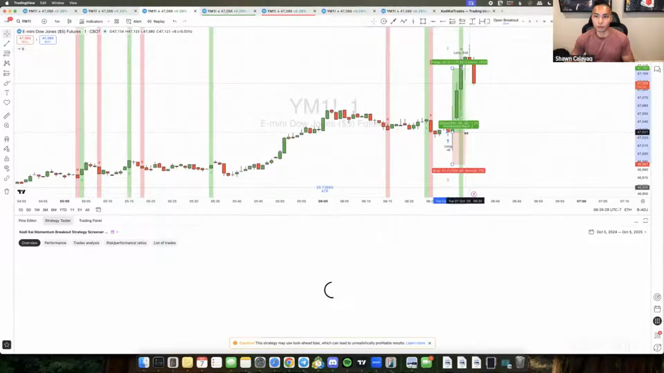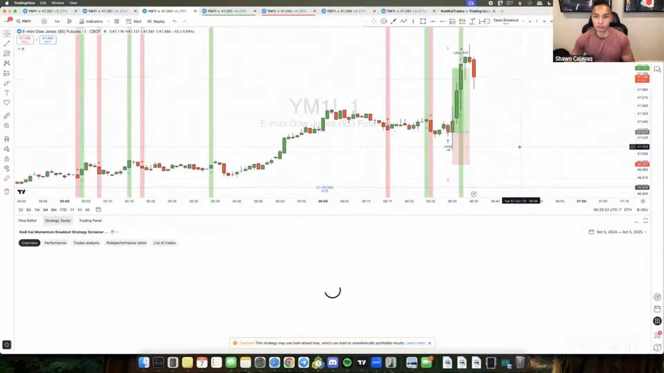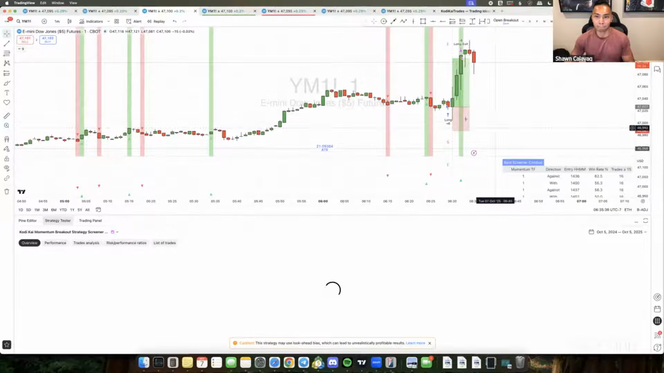What we found with the open breakout is that typically the 10-minute momentum usually works out the best.